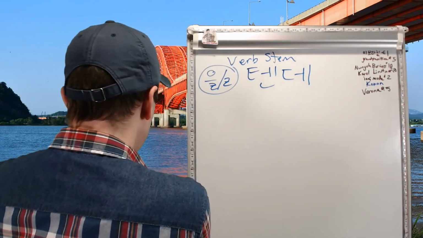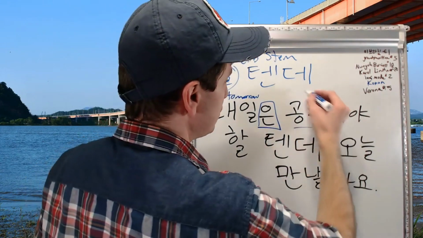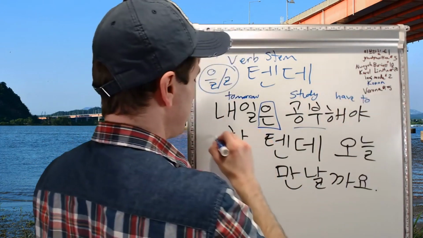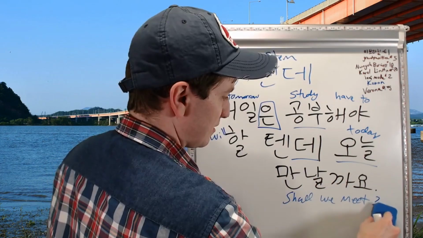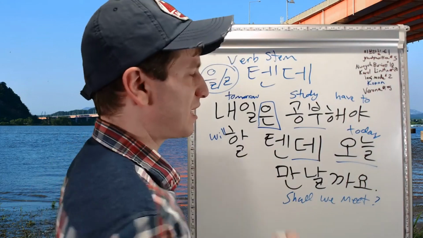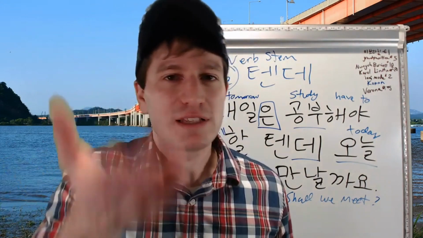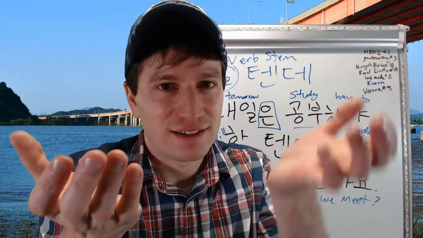The first example we're gonna do is one actually that we just did. So tomorrow, 공부, study, have to, so will, 텐데, but or and, today, shall we meet? So shall we meet today? It's not shall we meet today because I have to study tomorrow. It's just saying tomorrow. Let's talk about tomorrow. I assume I'm gonna have to study tomorrow. Should we meet today? That's what this is.